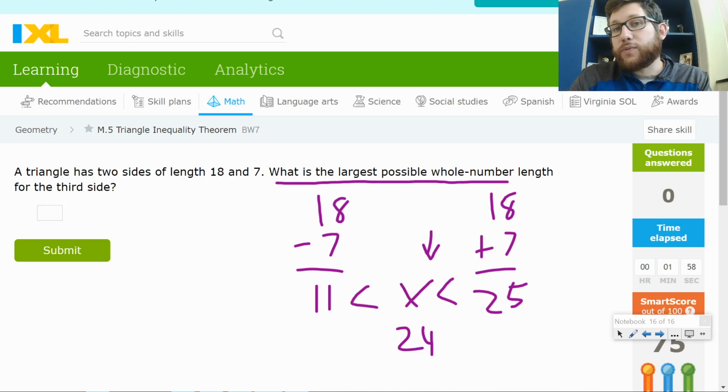Now they might also ask what's the least possible number that would fit. And again, we do the same thing. In this case, it would be 12. It's the smallest number in between 11 and 25.